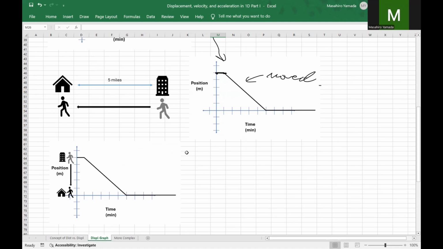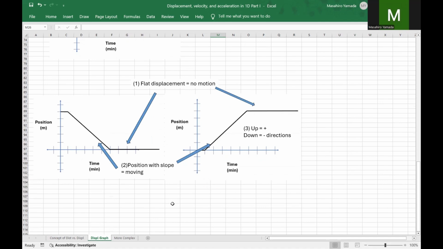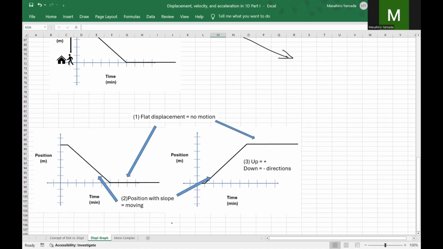Again, what happened is not that he moved diagonally. The actual movement he did was moving completely straight. Okay, let's summarize quickly. A flat line indicates no motion or no displacement. Secondly, when you observe something or somebody moving over time, you should see a slope. And the upward slope indicates a positive direction of movement, whereas the downward slope indicates the negative direction.